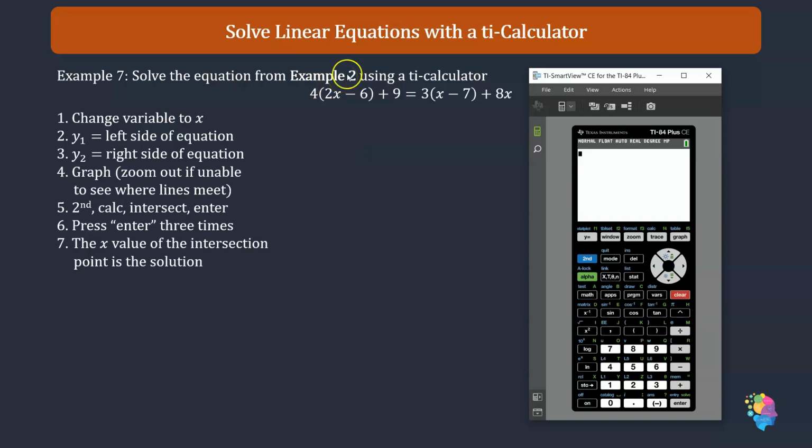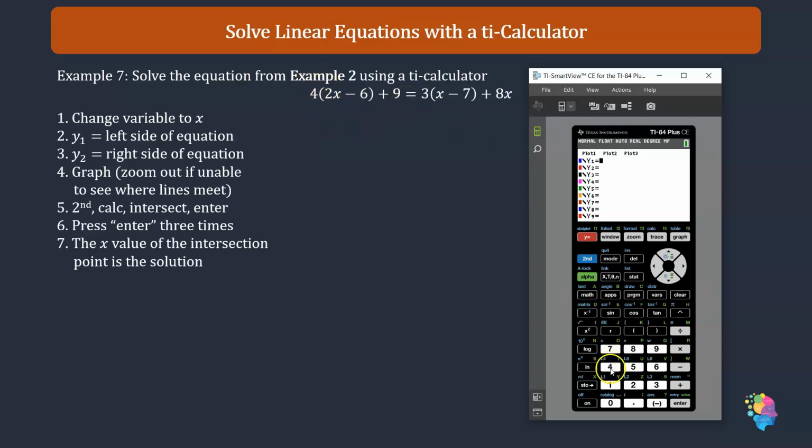Check your notes. An equation, remember, has a left side and a right side. If your equation is not using x's as the variables, go and change all those variables to x's. Rewrite your equation where all the variables are x's. Now we're going to go to y equals. Right here, here's y equals. In y1, we are going to enter the left side just the way it looks. We're not going to change anything. We're not going to distribute.